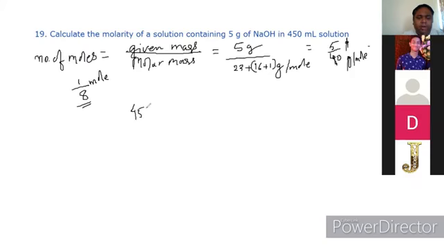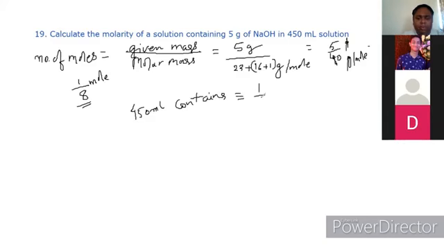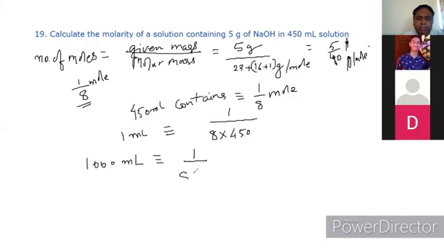So 450 ml contains 1 by 8 mole. Now as many moles as there will be in 1000 ml, that will be its molarity. So 1 ml will contain 1 by 8 divided by 450. So 1000 ml will contain 1 by 8 divided by 450, which is 1 by 3600.